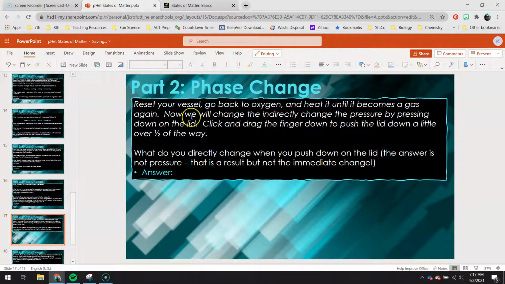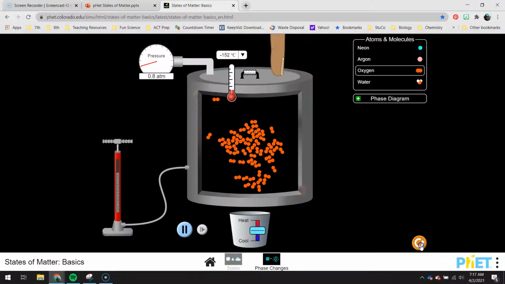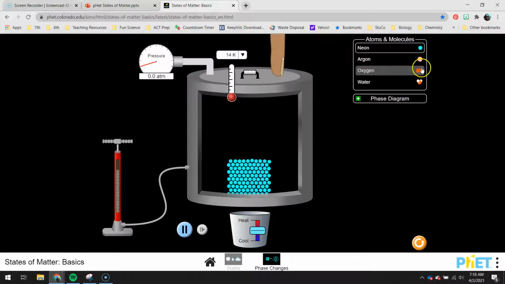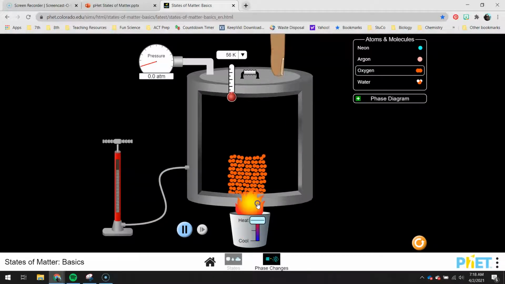Okay, the other part is you can reset your vessel, and the other way you can change the pressure is by clicking and dragging the lid down. So reset your vessel, go back to oxygen and heat it till it becomes a gas. Again, we want to heat it up until our oxygen is now a gas.